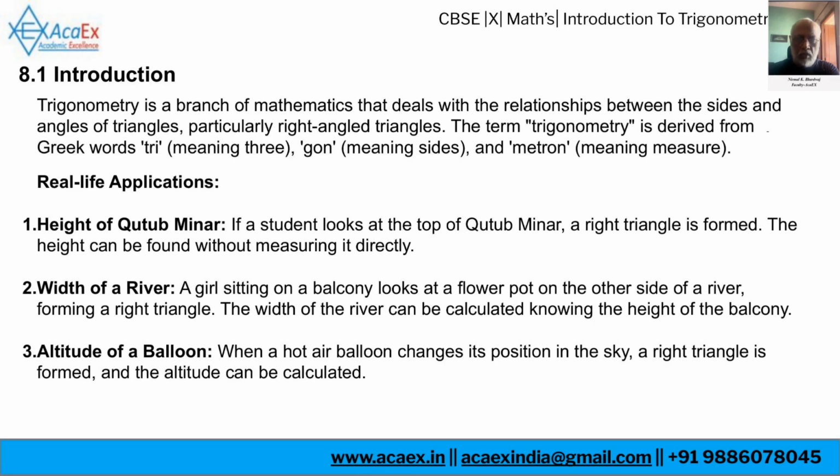Introduction. Trigonometry is the branch of mathematics that studies the relationships between the sides and angles of triangles, particularly right-angled triangles. The word itself is derived from the Greek words tri, meaning three, gon, meaning sides, and metron, meaning measure. Trigonometry has many real-life applications, such as calculating the height of the Kutab Minor or the width of a river without direct measurement by forming a right-angled triangle and using trigonometric principles.